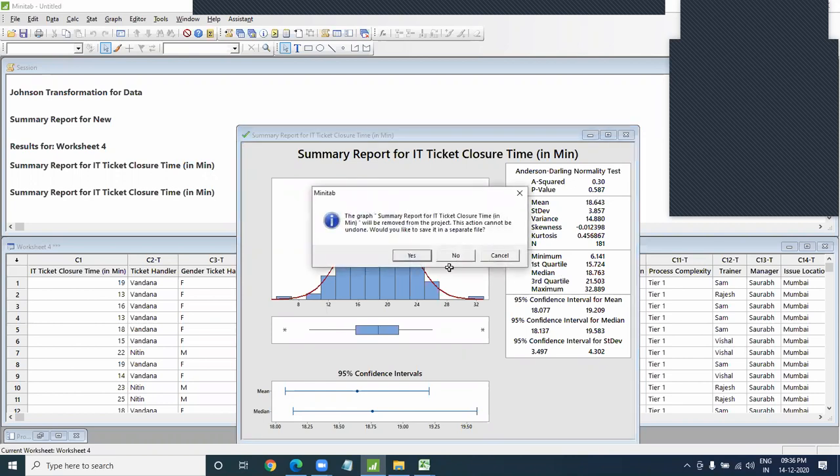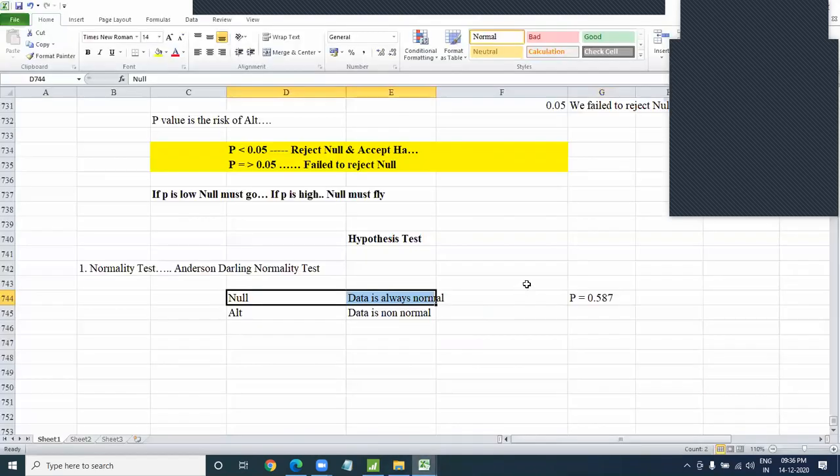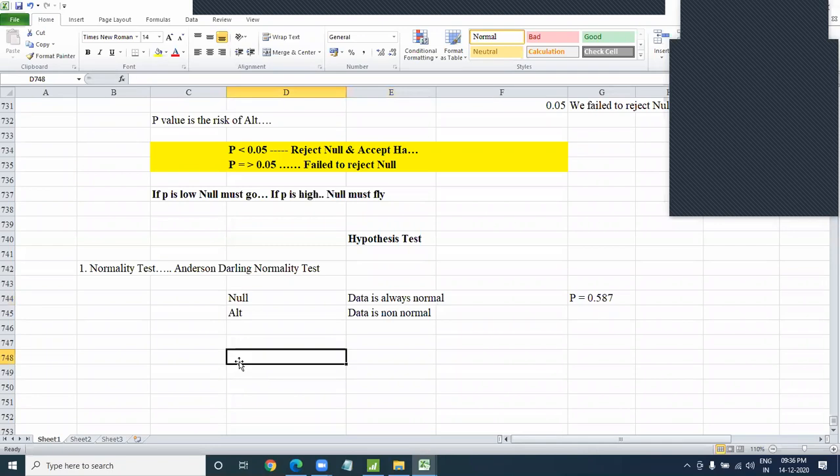Why? Because if you look at this p-value, it falls into the zone where the p-value is equal or more than. Yes, it is equal or more than. So that means null is proven, and null says the data is normal. That's how we find whether the data is normal or non-normal.